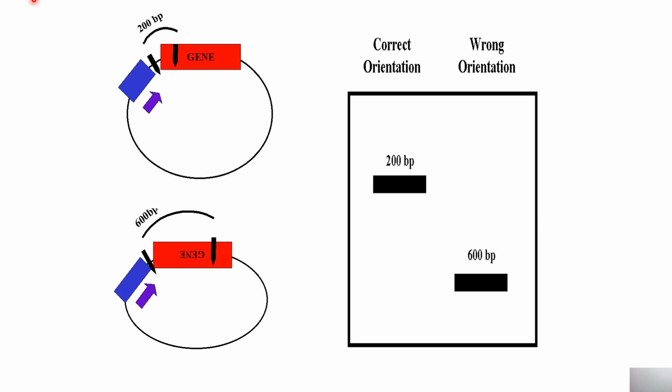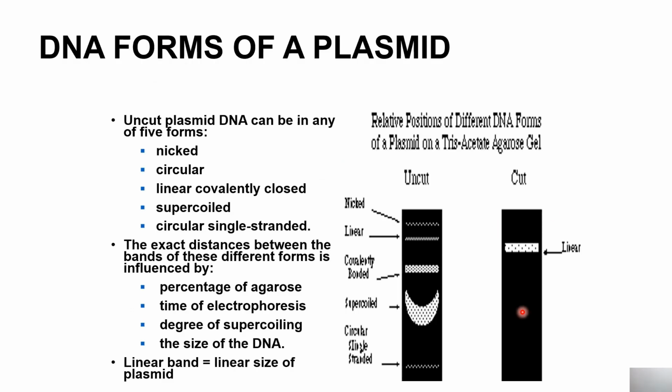So you can see if it is in the correct orientation based on the start and the stop codon, it will give 200 base pairs. But if it is the wrong orientation, it will actually give 600 base pairs. That is how you can check the orientation as well.